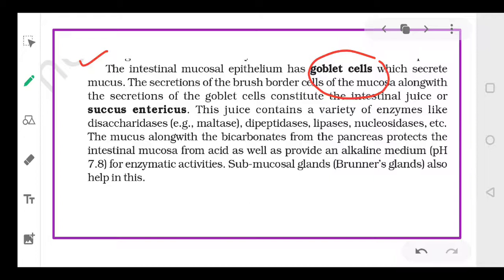Along with this, the intestinal juice is also produced, which is called succus entericus, and this juice contains a variety of enzymes like maltase, dipeptidases, lipases, nucleosidases. So all these enzymes are present in the intestinal juice, which is also called succus entericus.